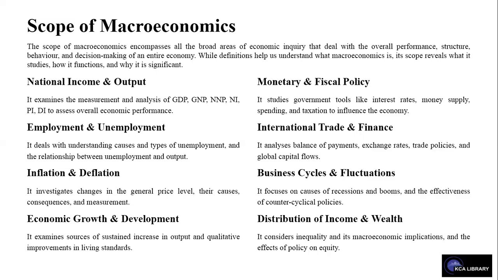The first is national income and output. For this, it examines the measurement and analysis of GDP, GNP, NNP, NI, PI, DI. You will see every one of these as we move on in the course. Another scope is employment and unemployment, which deals with understanding the causes and types of unemployment and the relationship between unemployment and output. Also, we have inflation and deflation, which is another aspect of the study, and it investigates changes in the general price level and their causes, consequences, and measurement.